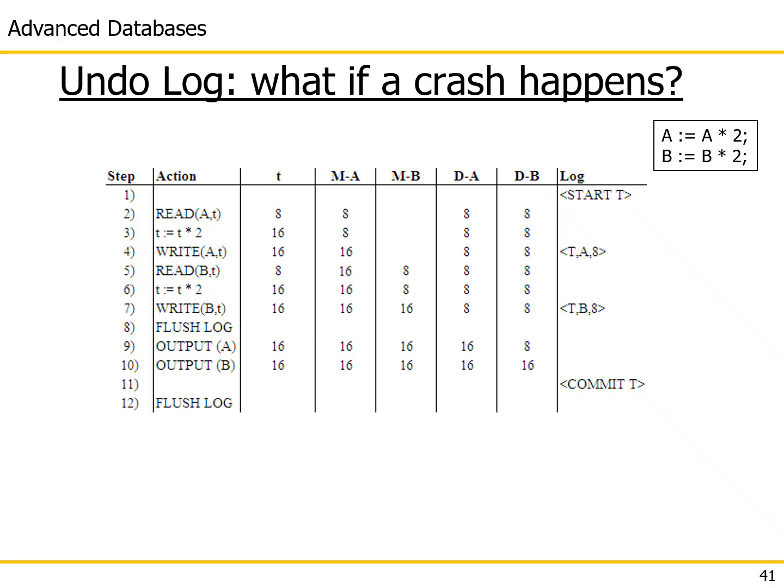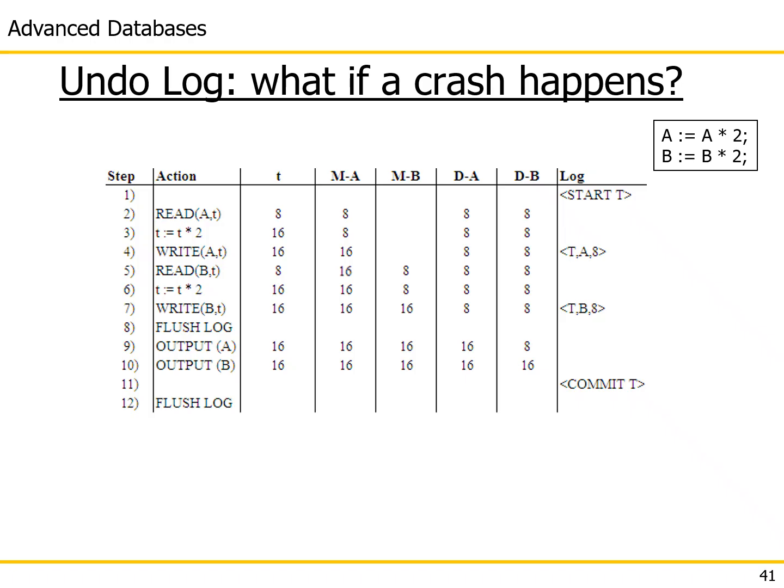We didn't go to step number 12 because the current went off after line number 9. So we will see just 3 instructions in the log that says T1 was running and was doing something to A and B, and here are the old values. Now, if the current goes off after step number 9, A is 16 and B is 8. So we're going to write back into A 8. So we're taking it back to an old consistent state, which is 8 and 8.